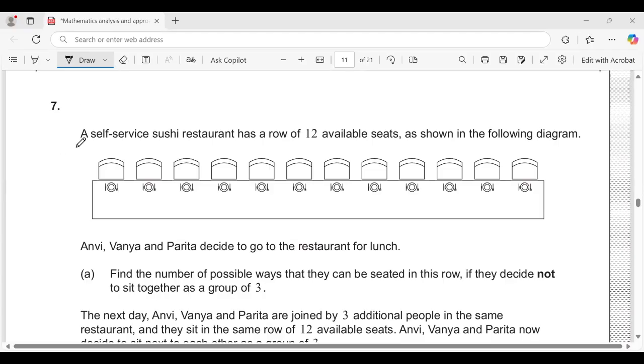Number 7. A self-service sushi restaurant has a row of 12 available seats, as shown in the following diagram. Anfi, Fanya, and Parita decide to go to the restaurant for lunch. Find the number of possible ways that they can be seated in this row if they decide not to sit together as a group of 3.